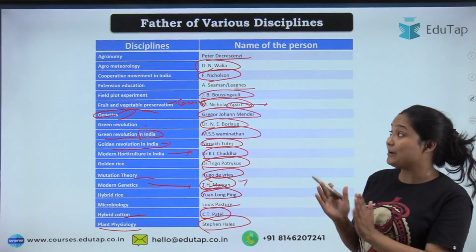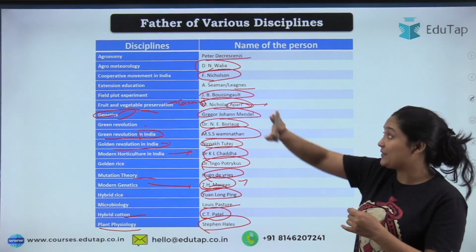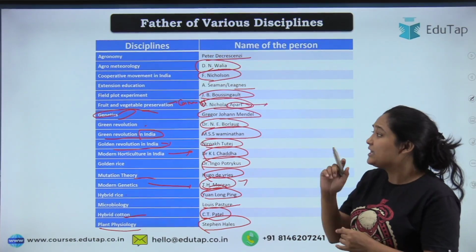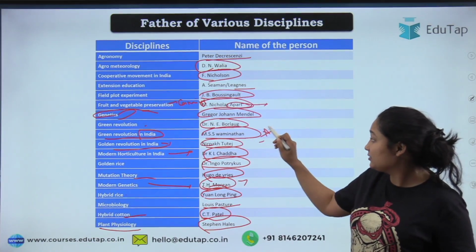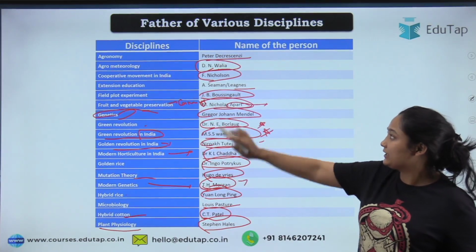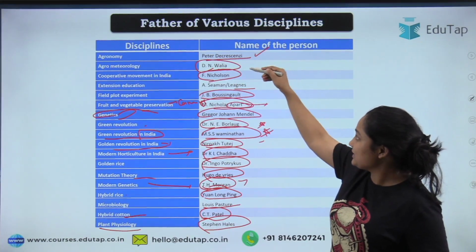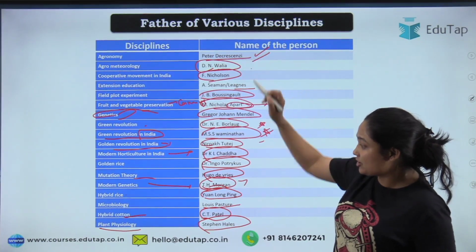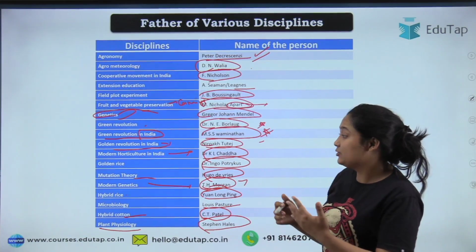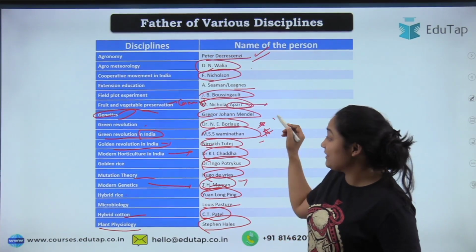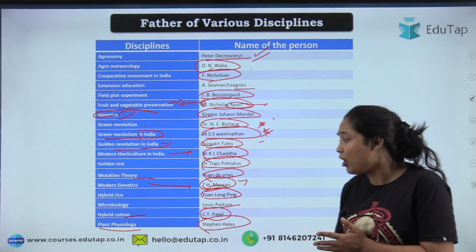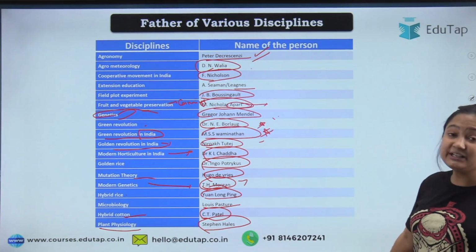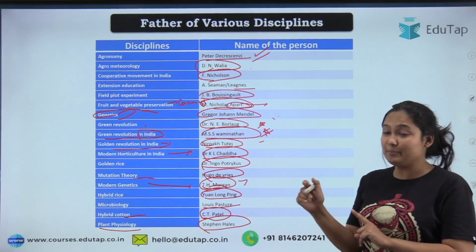So you'll have to remember the answer. The fathers of various disciplines are very important, especially related to agriculture. These two you should remember. The fields of agriculture like agronomy and agrometeorology, then the various revolutions that happened, the green revolution in India, the golden revolution. You'll have to remember all these. Now we have studied this, so let's reattempt our PYQ.